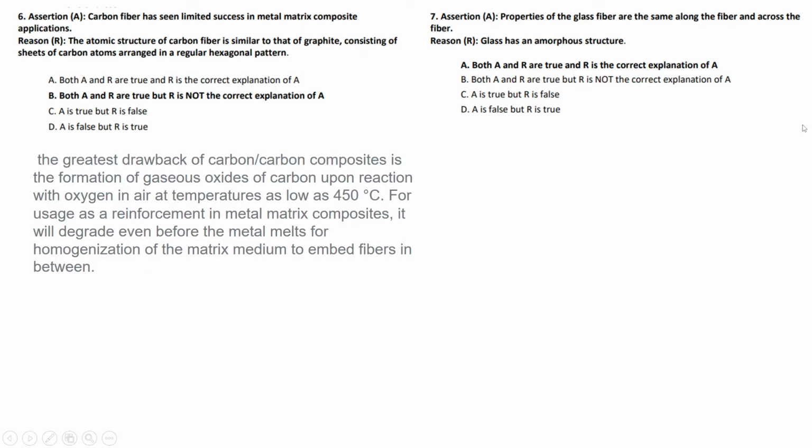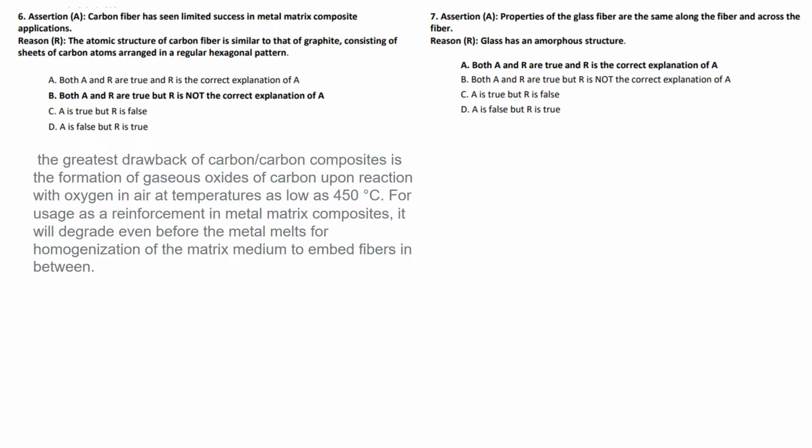Next, we have that properties of glass fiber are the same along the fiber and across the fiber. As most of you are mechanical engineers, you might already know that when we take a fiber, which is something similar to a rope, and we apply force along the direction of the fiber, then it is known as longitudinal direction, and when we apply it across, perpendicular to the fiber line, then it is transverse direction. So this particular question states that properties of glass fiber are the same along the fiber and across the fiber.